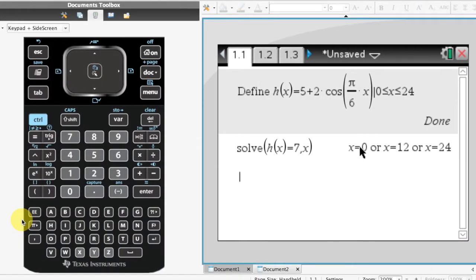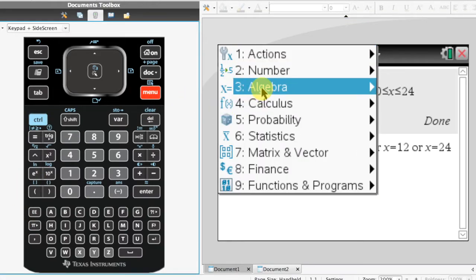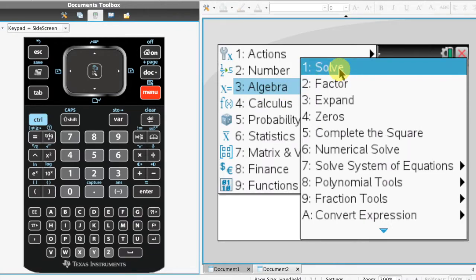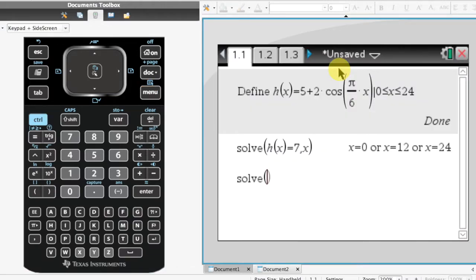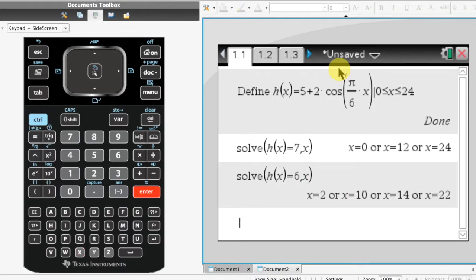So what I'm going to do is go straight away to my CAS. And I'm interested in solving, so menu, algebra, solve, to find the values of x where the height is equal to that 6 metres. Remember that we can only pass through the harbour safely if the height is above 6. So here are my solutions, x equaling 2, 10, 14 and 22. Alright, but between what times is it above 6?